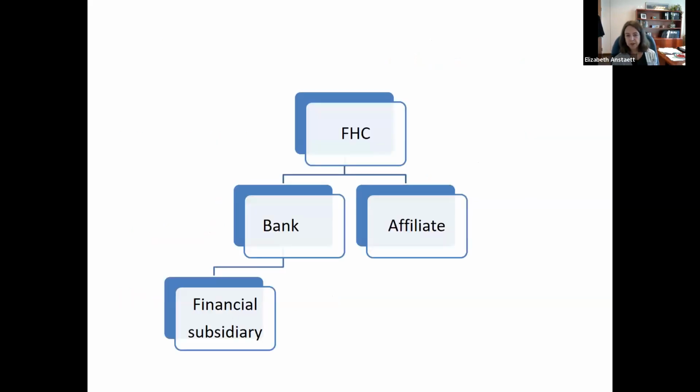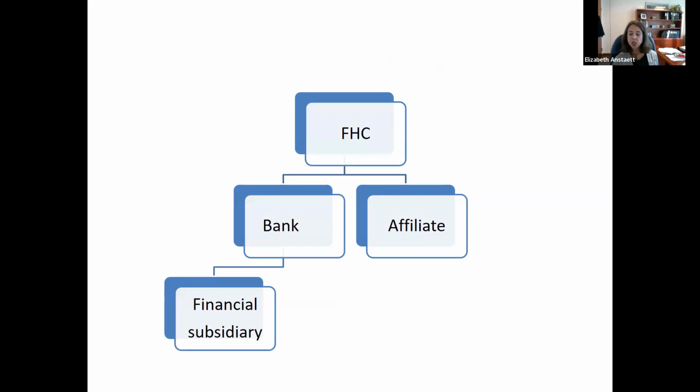And just to give you a picture, it's just like before, except where the bank holding company was, we have the financial holding company. It's just a different name. It has banks under it, and affiliates. Bank subsidiaries are called financial subsidiaries.